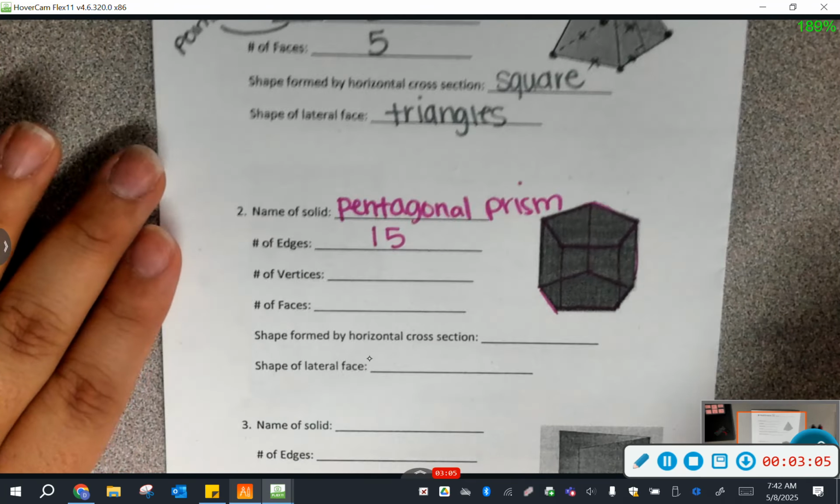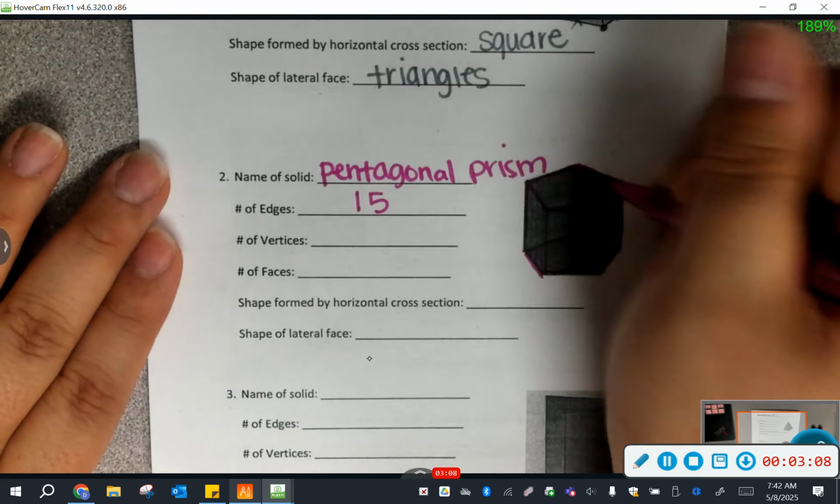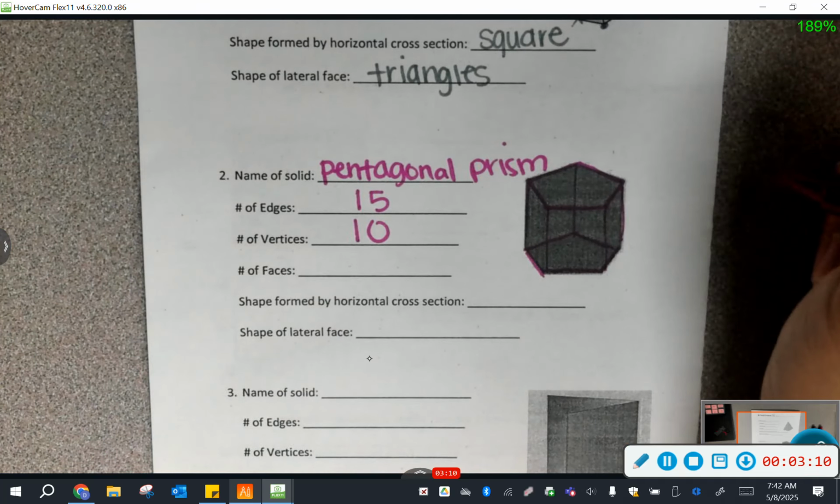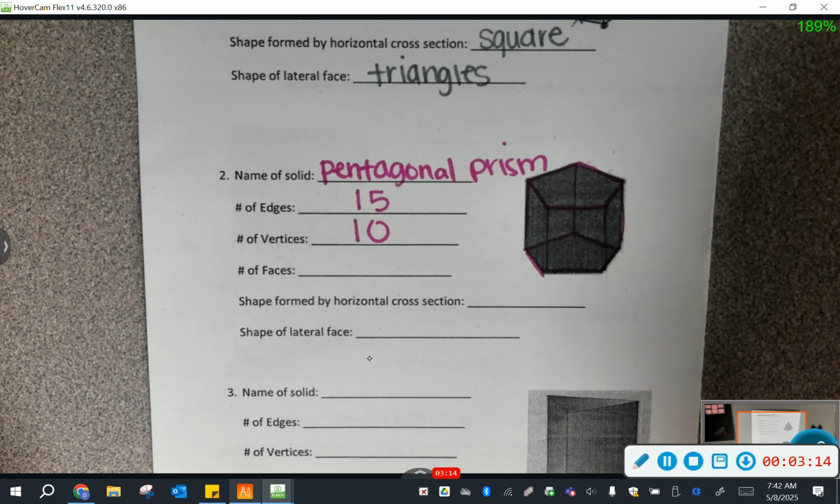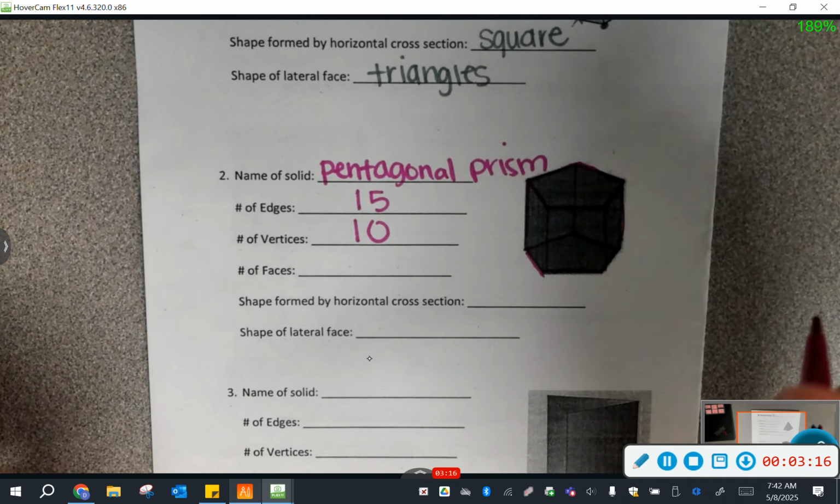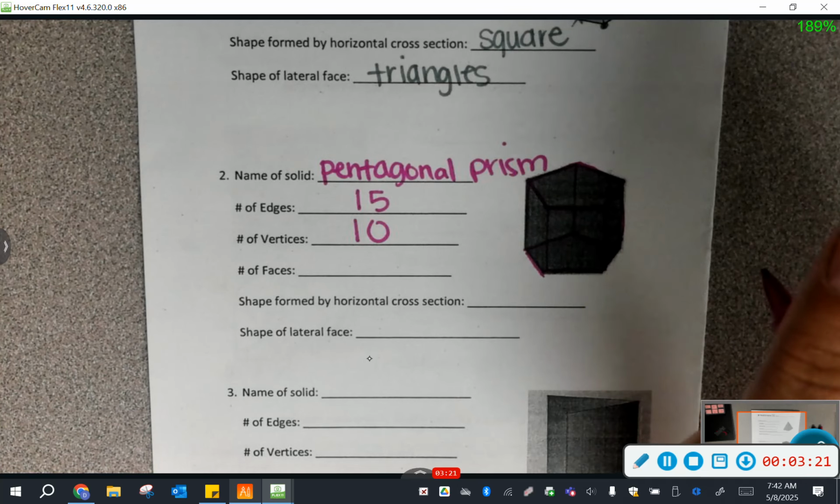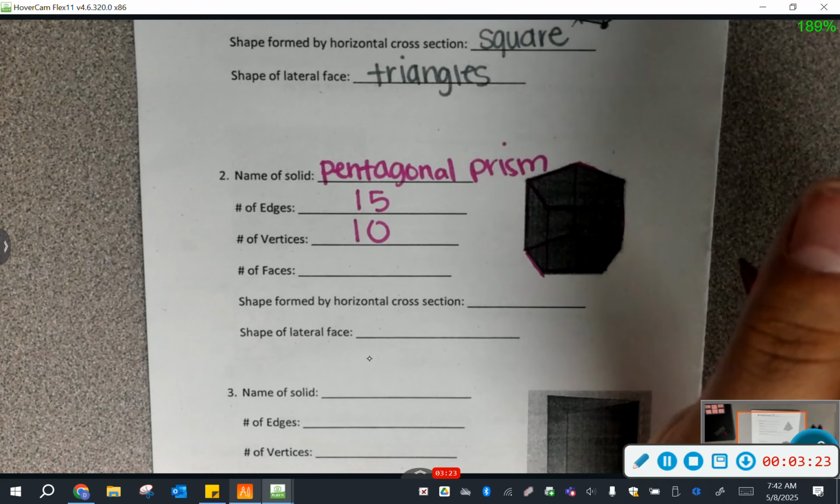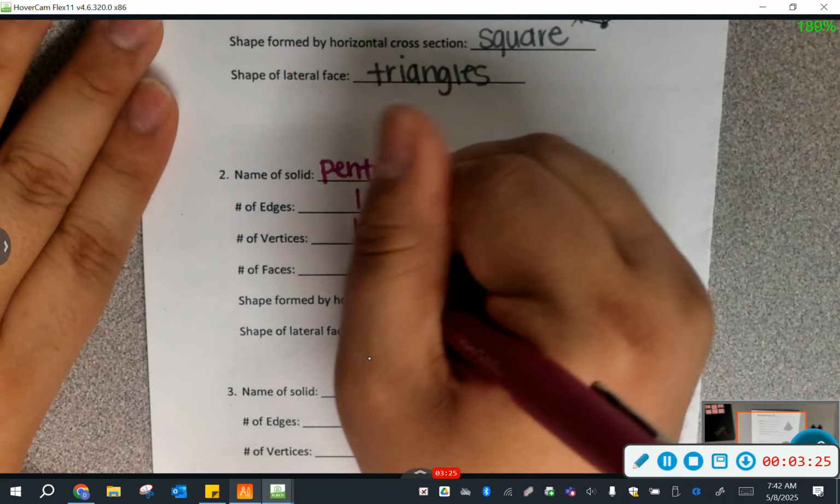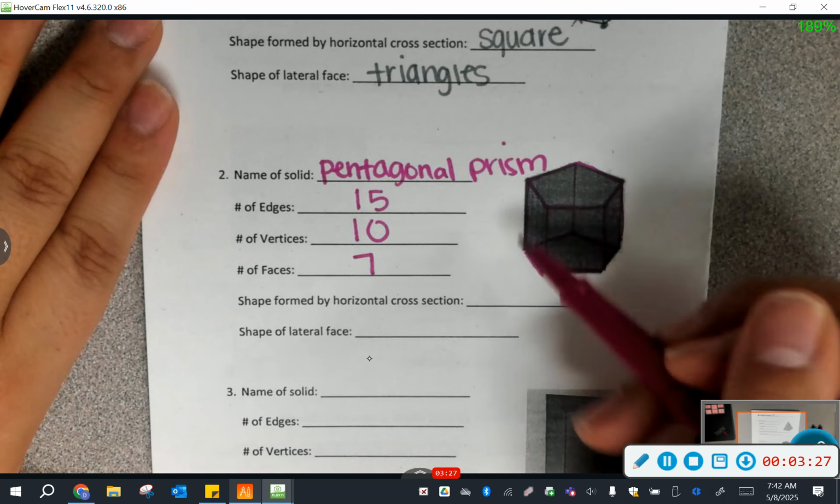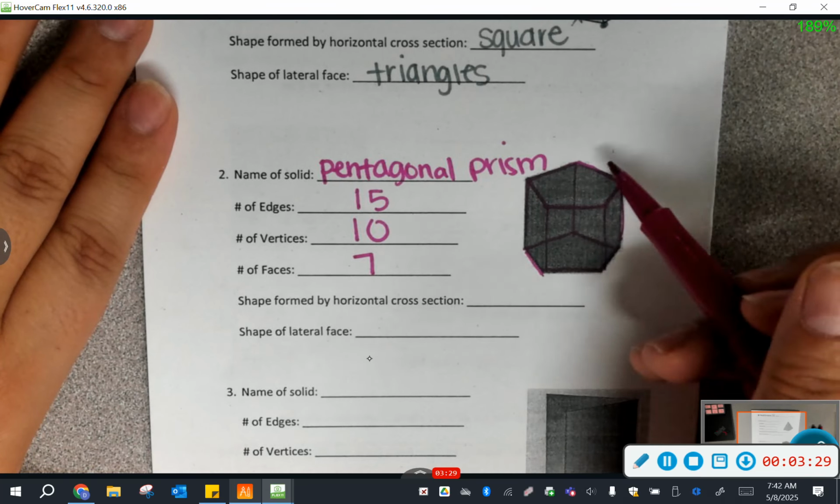How many vertices are there? How many points? 10. 5 up top, 5 on the bottom makes 10. Faces. How many? So be careful. Not bases. How many bases are there? 2. But how many total faces are there? 7. Because there are 5 around and then the top and the bottom, which is 6, 7.